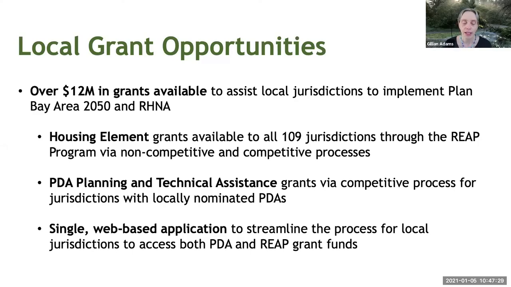So thinking ahead to implementation of Plan Bay Area 2050 and RHNA, we wanted to highlight some grant opportunities that are currently available to local jurisdictions. There are over $12 million in grants available, including a new program through REAP to support implementation of housing elements. We also have a new round of funding for the PDA planning and technical assistance grants that many of you might be familiar with. Information about these grant opportunities is available on the ABAG website.